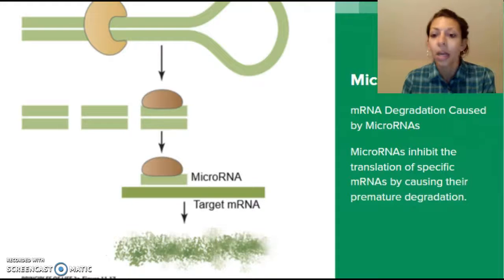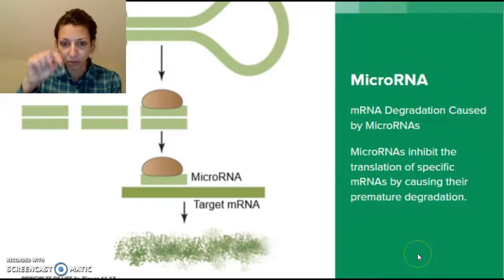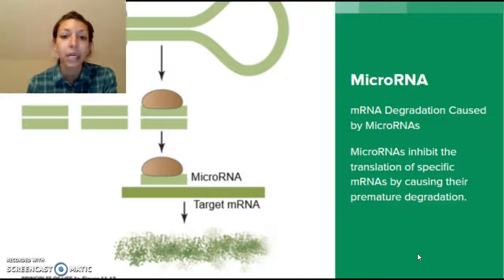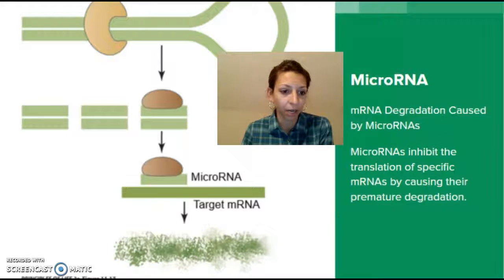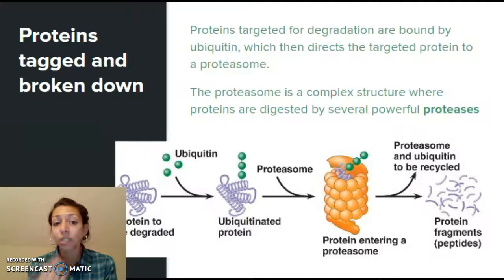Now, microRNA, or sometimes we'll see miRNA, is going to inhibit the translation of specific mRNAs, causing premature degradation. So whether or not the microRNA takes apart these mRNAs is going to be another level of regulation in eukaryotic DNA. Our diagram right here. And then, of course, our proteins can be targeted for degradation as well. So proteins can be tagged and broken down at any point in their processing.